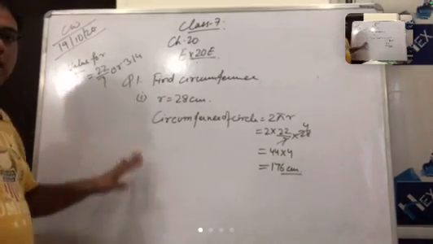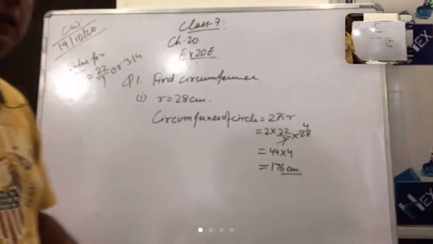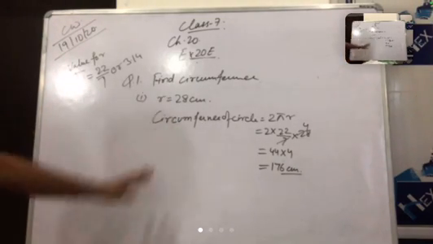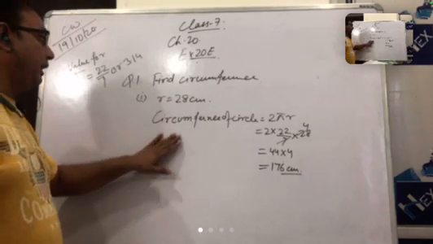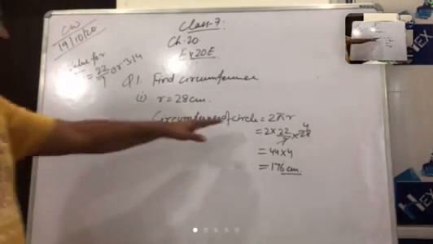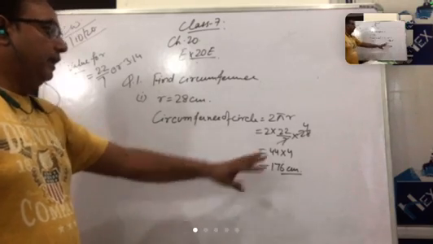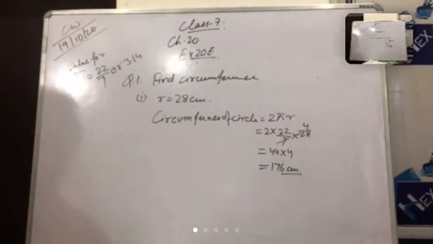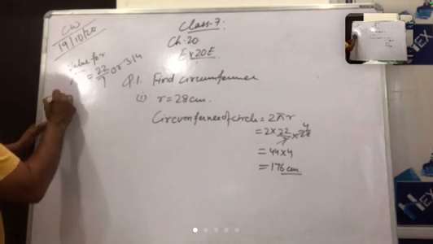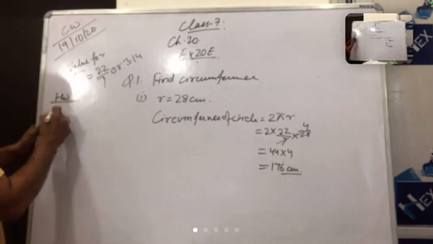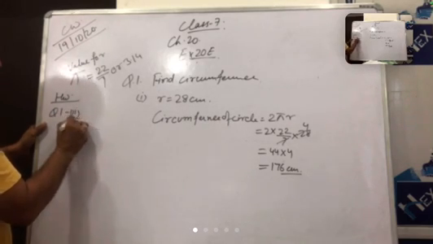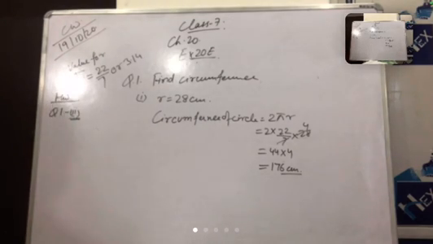Question number one: find the circumference. If the radius is 28, we can use the formula circumference of circle is equal to 2 pi r. Then you can find out the value of this. Simultaneously, you can write this also. Question number 1, part 2 is the homework.